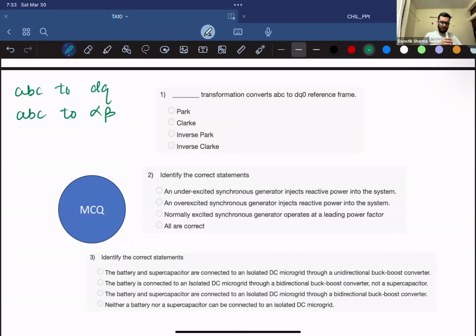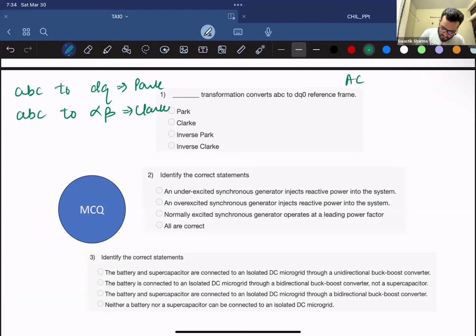So who can tell me what the name is? I remember I talked about it in some of my previous lectures. If you have forgotten, ABC to DQ is called Park transformation, and alpha beta is called Clarke transformation. In some places, you can have Clarke and Park transformation as well, both in connection to each other. I remember it's used in space vector pulse width modulation control of matrix converters.